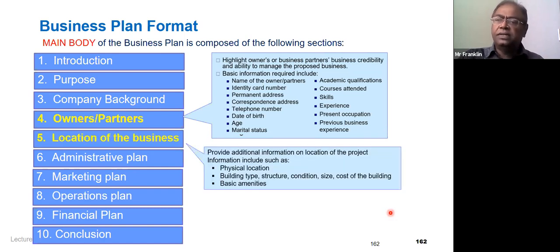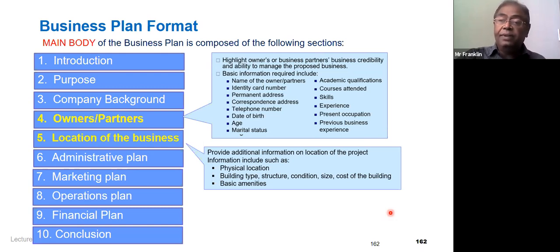Okay. The location of the business, you must provide the physical location, building type, structure, condition, size, cost of the building, and basic amenities. So talk about the business. If you have a location. If you don't have a location, then it's okay. You can do an online business, then you don't have a location of the business, right?